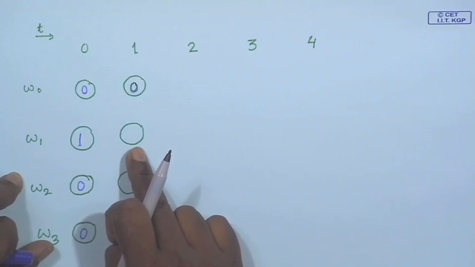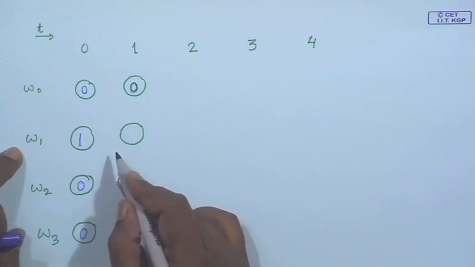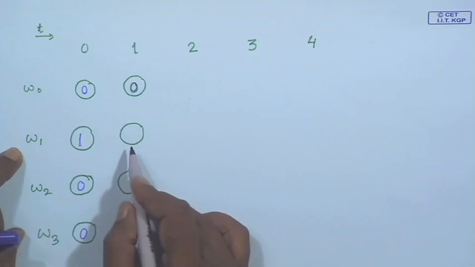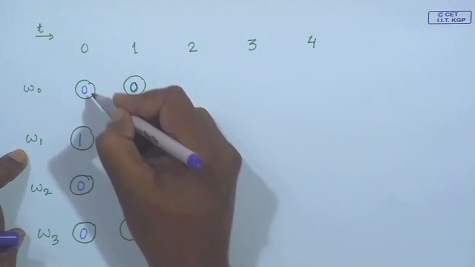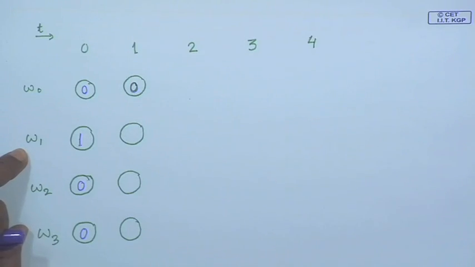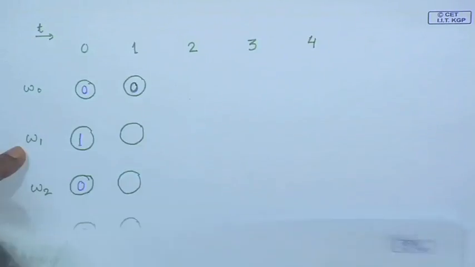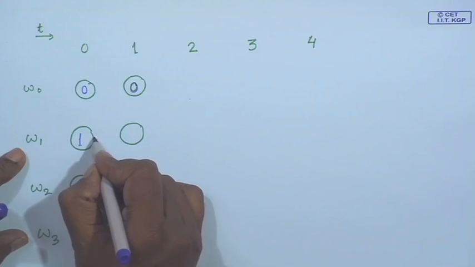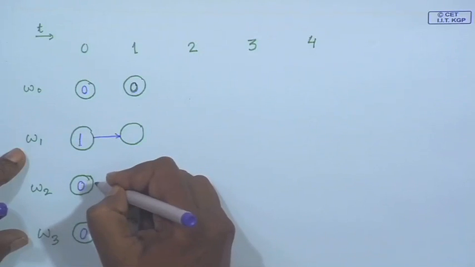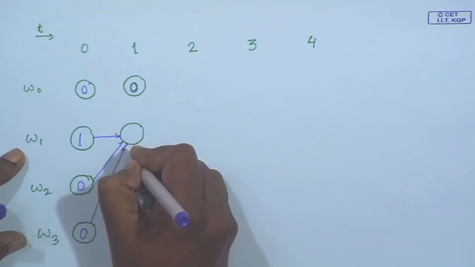Then let us come to this omega 1. You find that I have various ways in which I can have a transition to state omega 1. From omega 0 I cannot have a transition, because this transition probability, omega 0 to omega 1, is equal to 0. So, I cannot have a transition to state omega 1 from omega 0. I can have a transition from omega 1 to omega 1, from omega 2 to omega 1, and from omega 3 to omega 1.